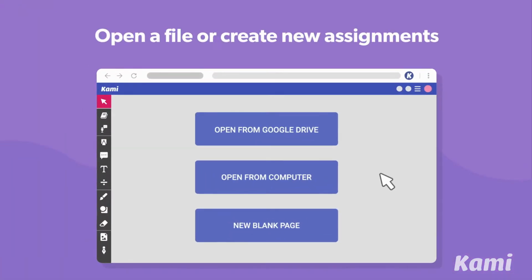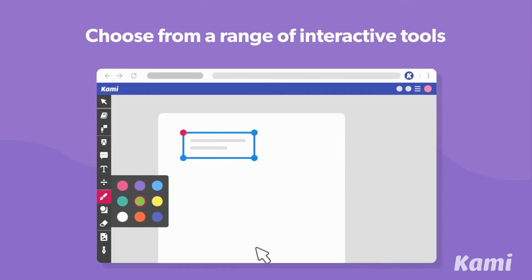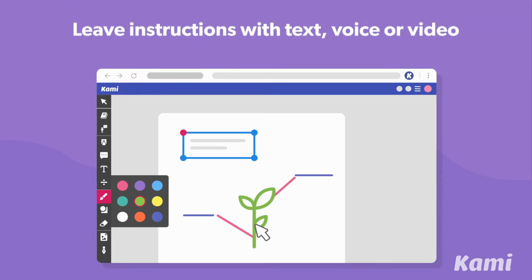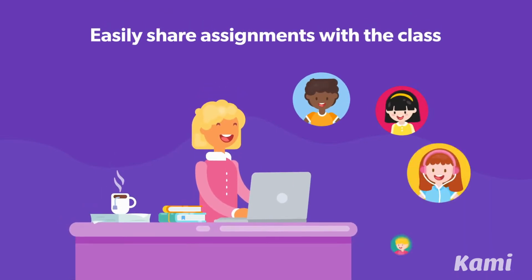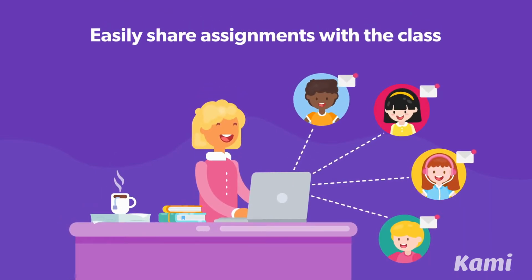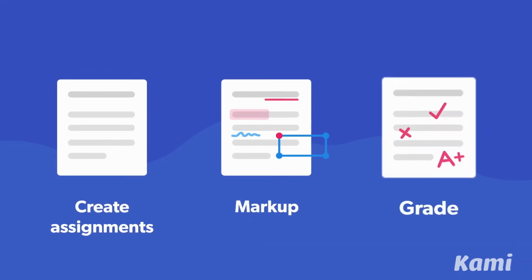To get started, open a file from Google Drive, upload one from your computer, or create a blank page. Create assignments and lessons for any subject using a variety of interactive tools. Leave instructions or video lessons to guide students through their work. Send assignments out to your students by sharing a link or through learning management systems. Kami works seamlessly with Google Classroom, Schoology, and Canvas, where you can create assignments, mark up, and grade using Kami tools.